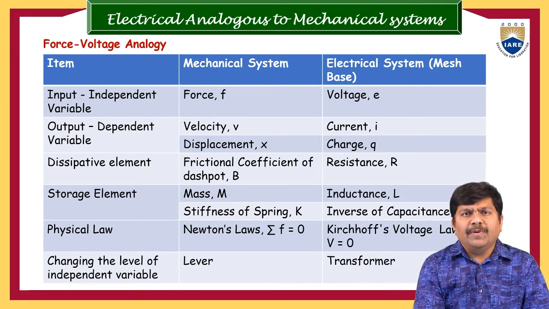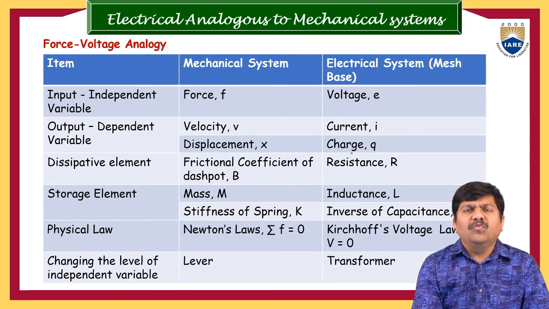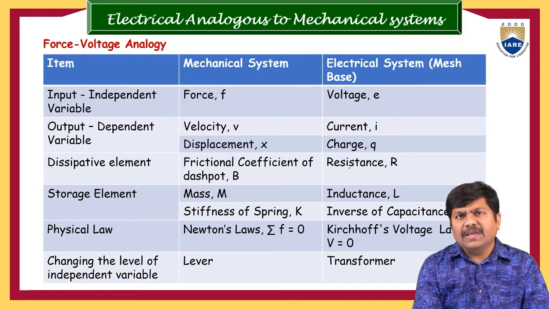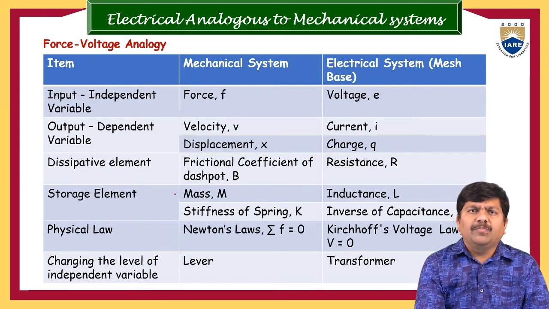That independent input variable in the mechanical system is force, and in the electrical system it is the voltage E, or sometimes we can write capital V(t), or v(t) is also no problem. And output is always dependent, because this is the response of the system with respect to the applied input. So, output is always a dependent variable. What is the output here? If the charge is the output in the electrical system, this is equivalent to what? Displacement in the mechanical system.